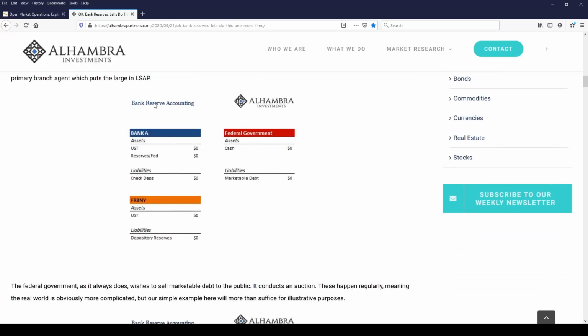So we're going to start out with, on the left, bank reserve accounting. We have Bank A with assets and liabilities. They will be at zero. We have the Federal Reserve Bank in New York. They have assets and liabilities also at zero. And then on the right, the federal government, also listed assets and liabilities at zero.